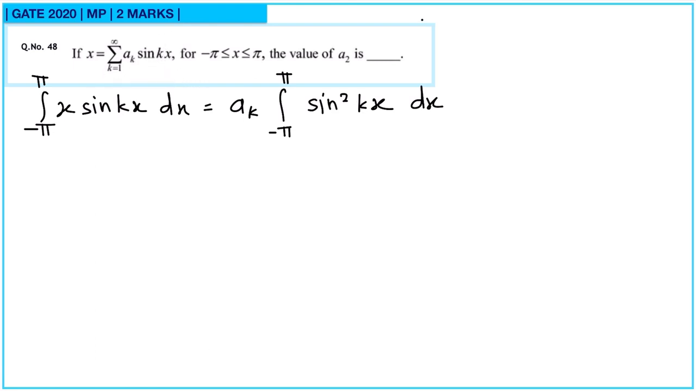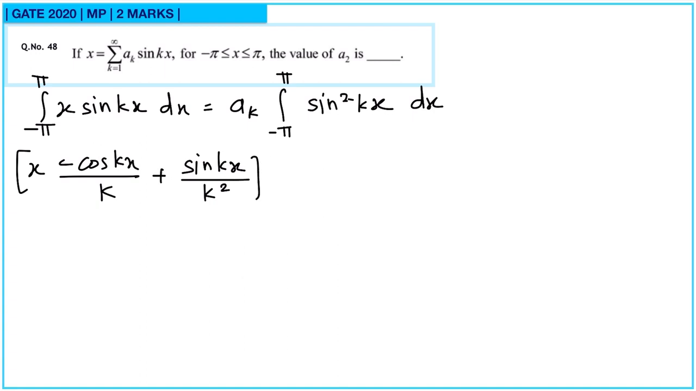Because if we are considering integration of sin mx into sin nx, then it is going to be 0 if m is not equal to n. That's why only this term will survive. Now let us do this integration. So we have u into integration of v dx. So integration of sin kx is minus of cos kx upon k, then minus of cos kx, which is sin kx upon k square, and minus minus will become plus.